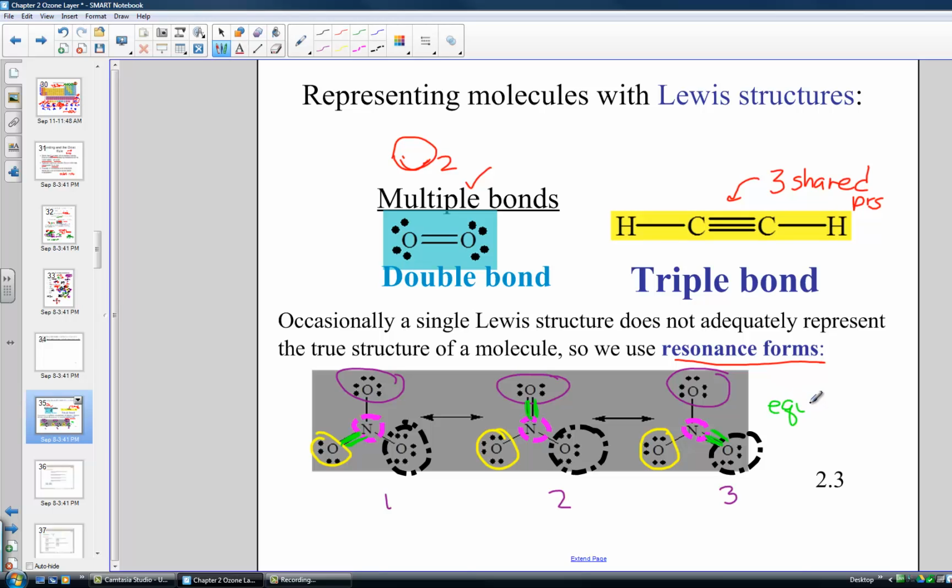These are all equivalent structures. They're all correct. So we see this double-headed arrow showing structure number 1 is exactly equivalent to structure number 2, which is exactly equivalent to structure number 3. They are known as resonance structures. Resonance, where I can have a multiple bond going in any of the other directions and have an equivalent structure.